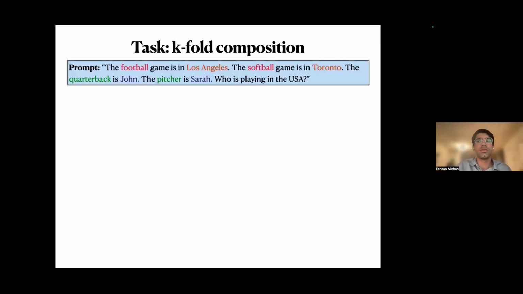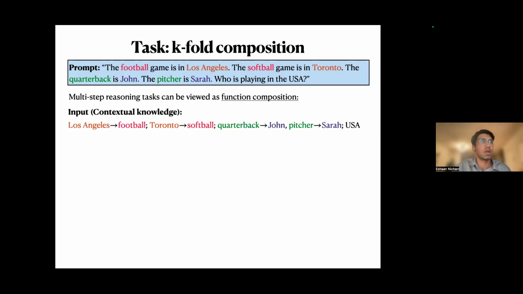And let's return back to our motivating example from natural language, here with some more information in the prompt. So here the prompt says the football game is in Los Angeles, the softball game is in Toronto, the quarterback is John, the pitcher is Sarah, who is playing in the USA. So one observation is that multi-step reasoning tasks can be viewed as function composition. So in this example, the input contains the description of two different functions. Sigma 1, which maps from the set of cities to the set of sports, and sigma 2, which maps from the set of positions to the set of names. The input additionally contains a query index x, here being USA.